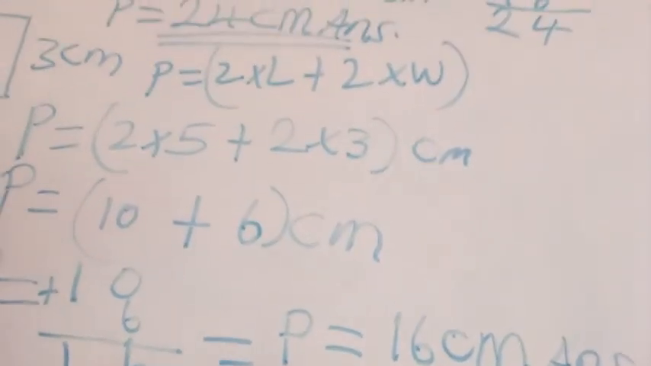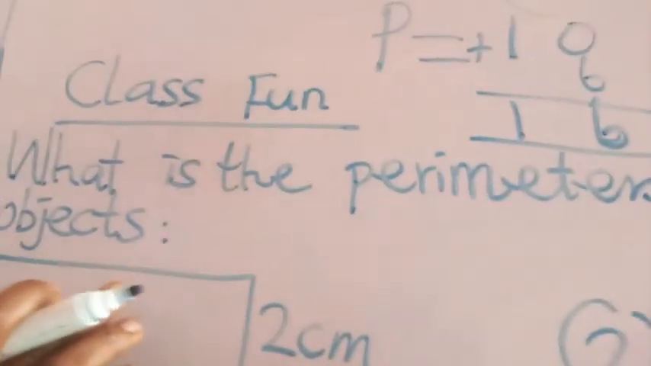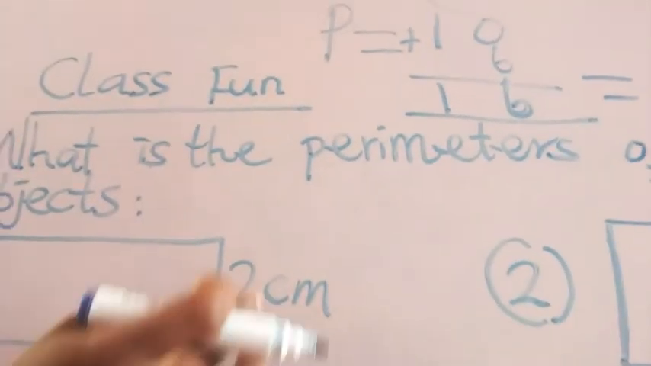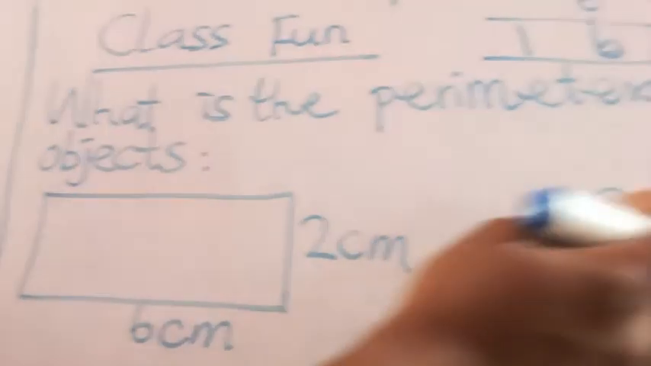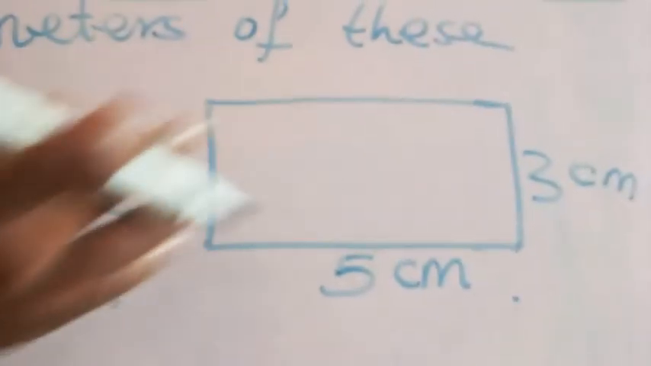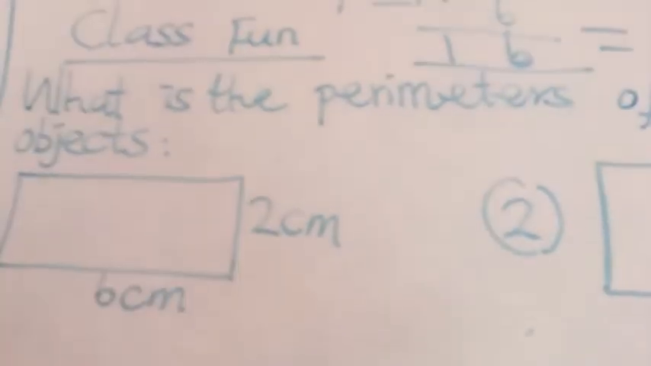Children, did you understand? Here is our class work. What are the perimeters of these objects? Number 1, this rectangle having length 6 cm and width 2 cm. Number 2, here is another rectangle having length 5 and width 3. Children, study it carefully and solve your work gently. Thank you.